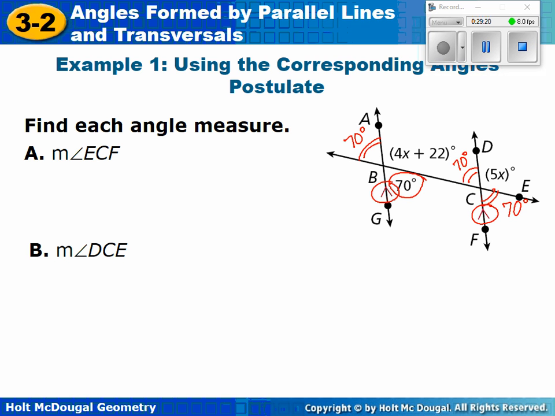These 2 are vertical, guys. They are just made by 2 lines. If it's just 2 lines, then they have nothing to do with the lines being parallel. These 2 intersecting lines are across from each other. Those are vertical angles.